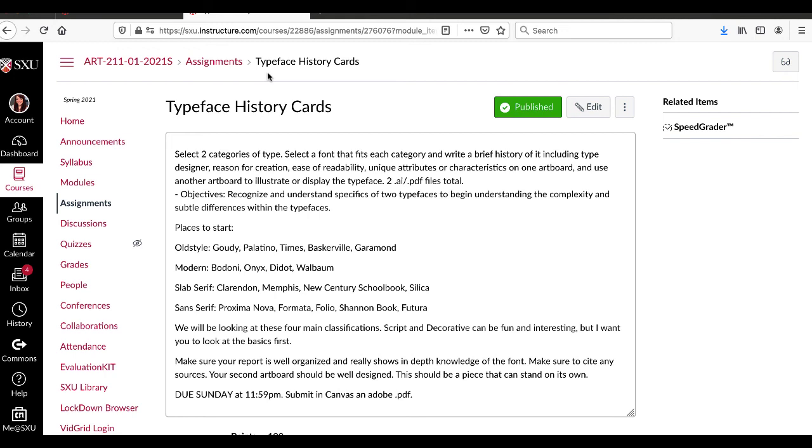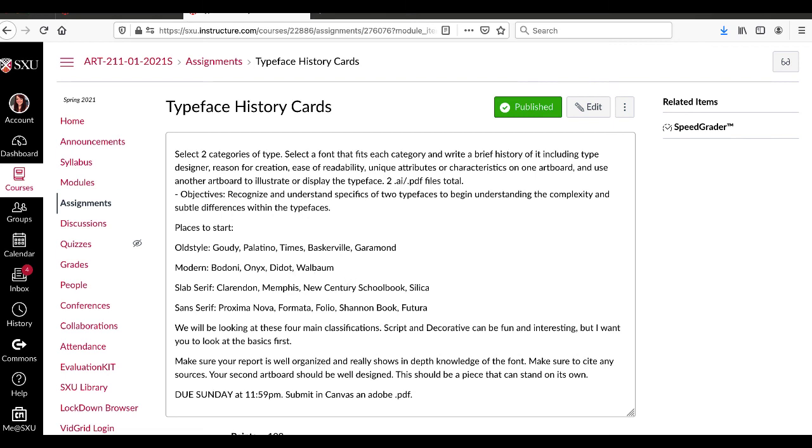Your second artboard should be well designed. This should be a piece that can stand on its own. So you're really kind of thinking about graphic design in the second one. The first one, I would still design it, but it's more of just type history. And I have a couple examples, so I'll show you. So places to start, I wrote some fonts so you could take a look and see what makes old style, what makes modern, etc.